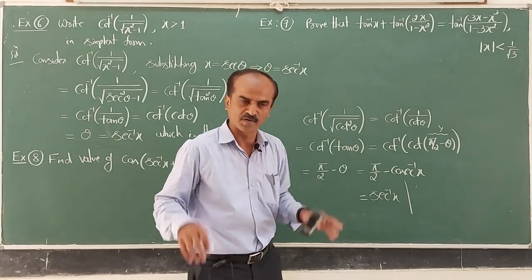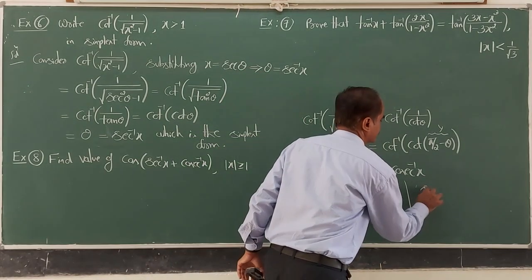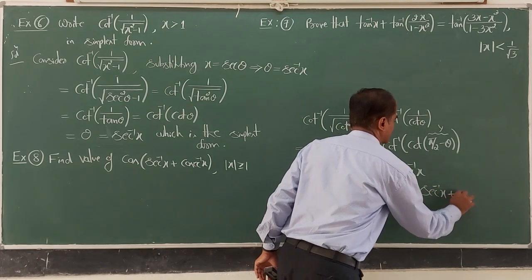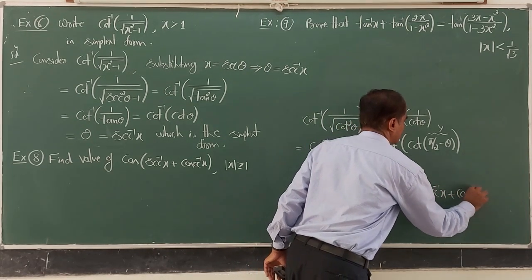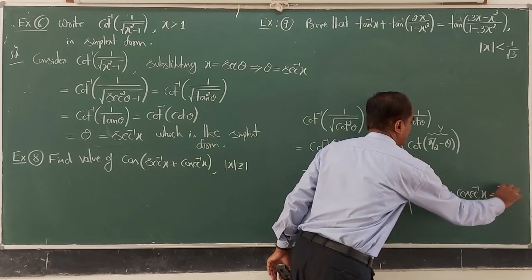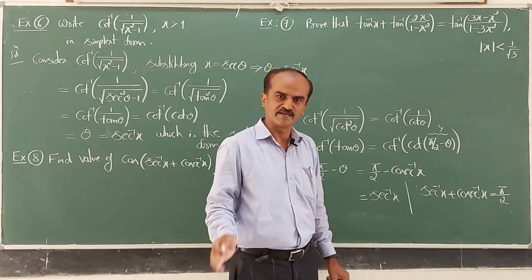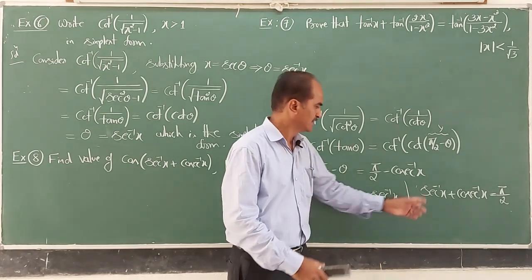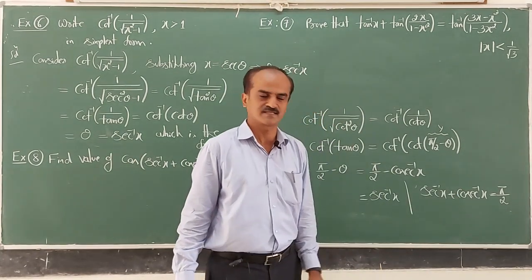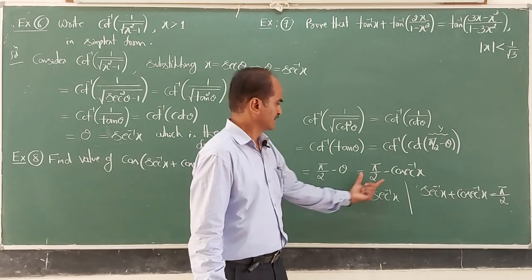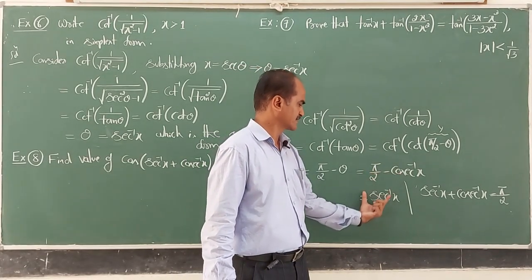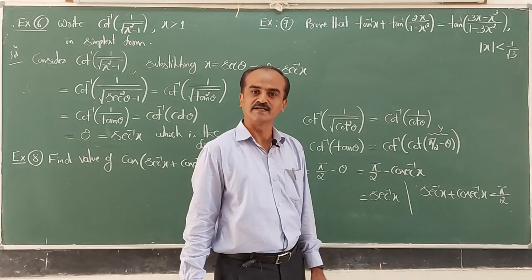Recall the property that we proved: secant inverse x plus cosecant inverse x is equal to pi by 2. Like sin inverse plus cos inverse is pi by 2, tan inverse plus cot inverse is pi by 2, secant inverse and cosecant inverse, their sum is also pi by 2. Since here pi by 2 minus cosecant inverse x is there, I wrote it as secant inverse x.